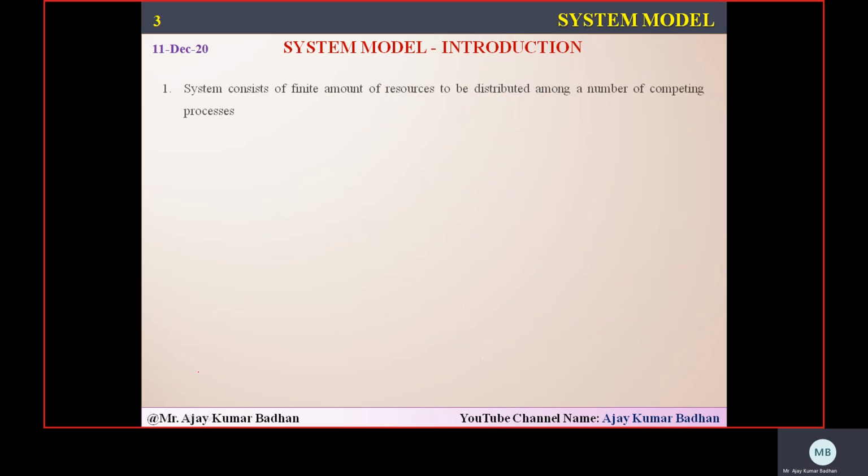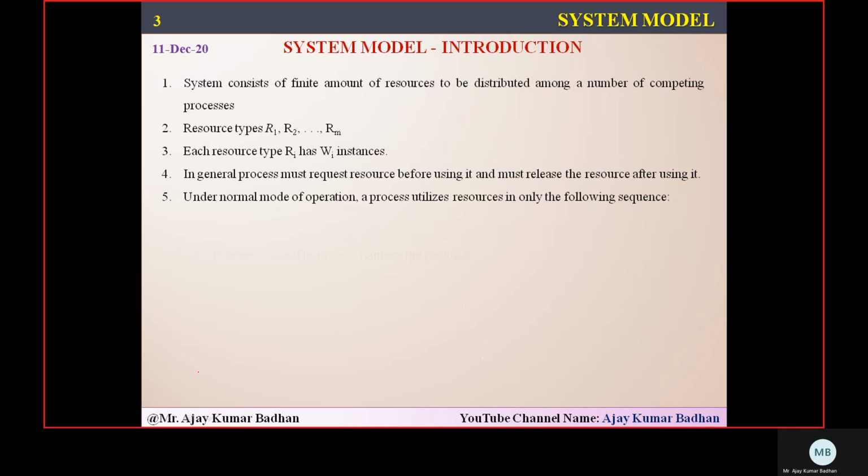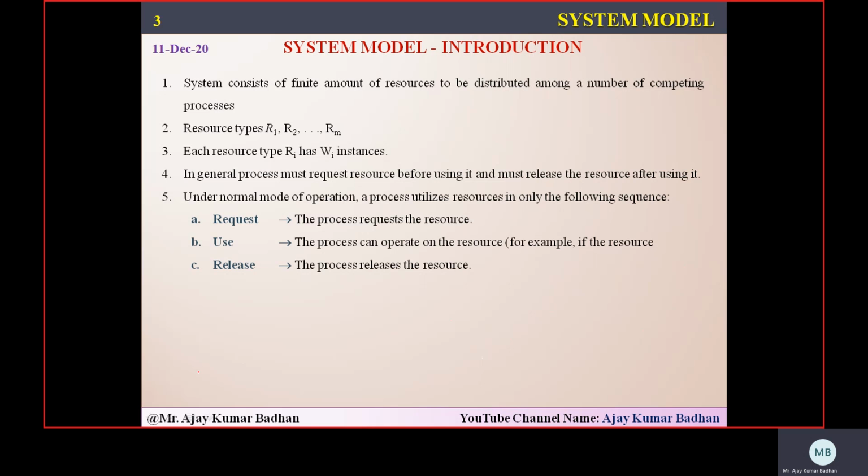So let me show you that. So that is what I have said here. You can see the thing. Okay. So if you see here, this is what I have explained. The system basically consists of a finite amount of resources. Finite is nothing but a limited amount of resources, and using these resources, the processes will be competing.